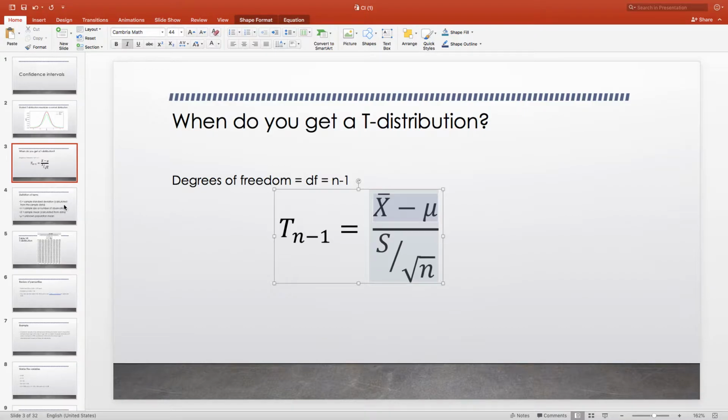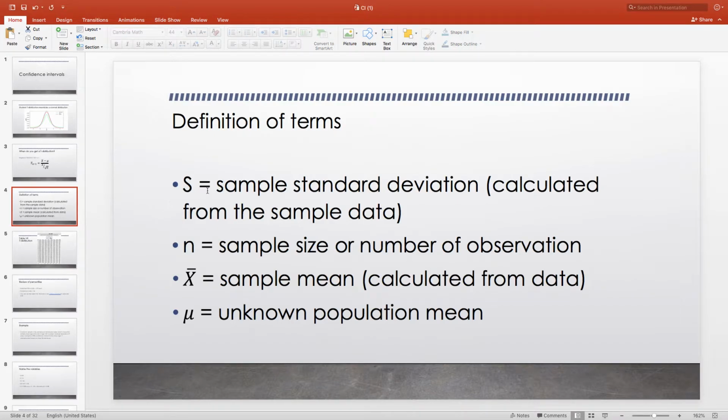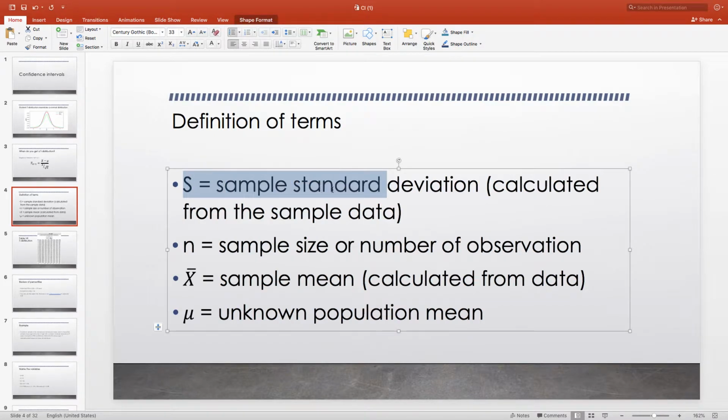And let's just define what each of these terms are for clarity. Okay. So that S, that's the sample standard deviation, and that's calculated from your sample. N is your sample size or number of observations. X bar is the sample mean, and this mu, that's your population mean. It's either known or unknown, but in this scenario it's unknown for this section.